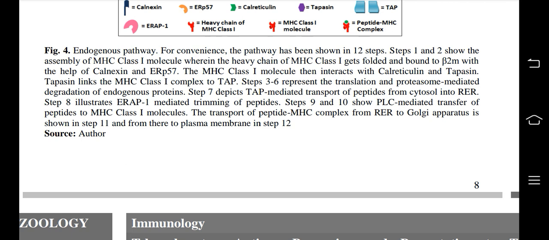Steps 3 to 6 represent the translation and proteasome-mediated degradation of endogenous proteins. Step 7 depicts TAP-mediated transport of peptides from the cytosol into the RER. Step 8 illustrates ERAP1-mediated trimming of peptides. Steps 9 and 10 show PLC-mediated transfer of peptides to the MHC class 1 molecule. The transport of the peptide-MHC complex from the RER to the Golgi apparatus is shown in step 11, and from there to the plasma membrane in step 12.